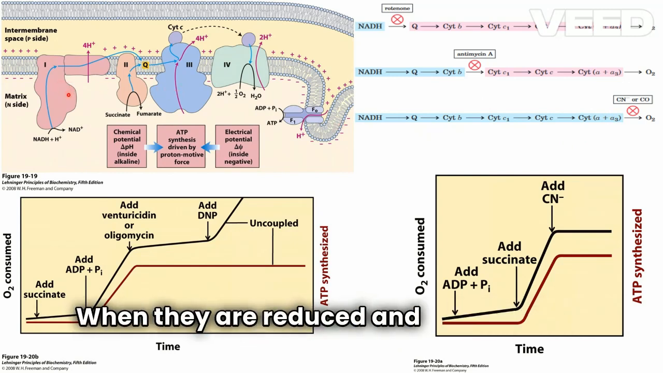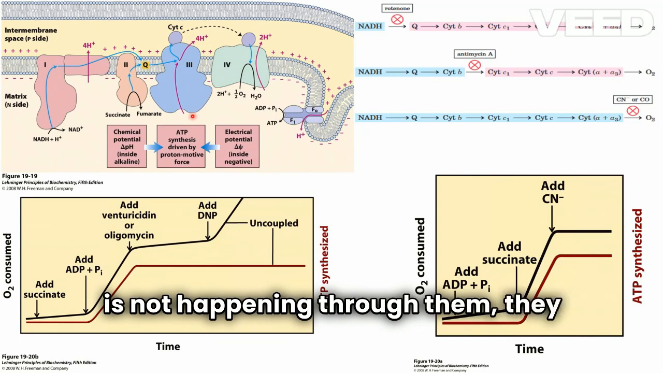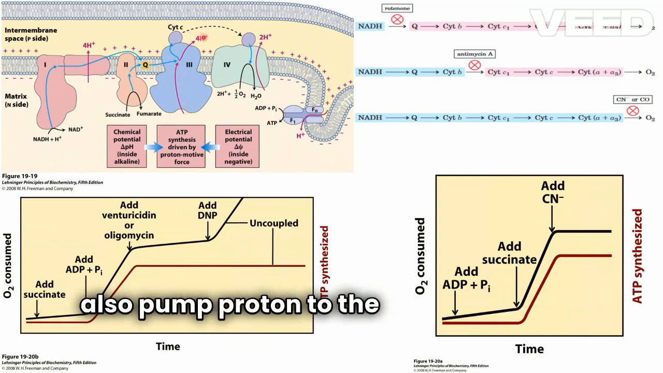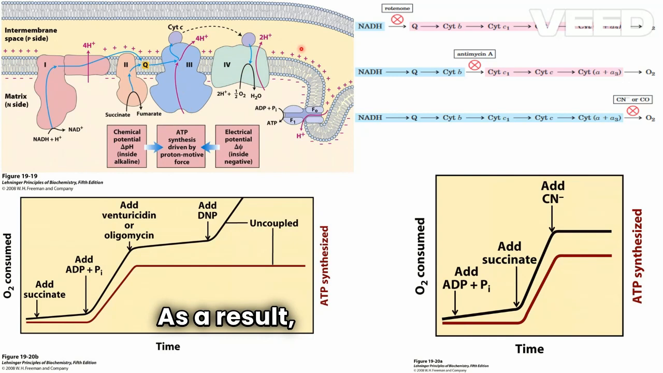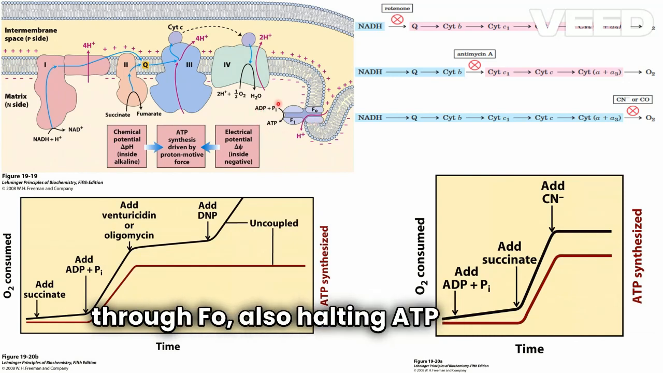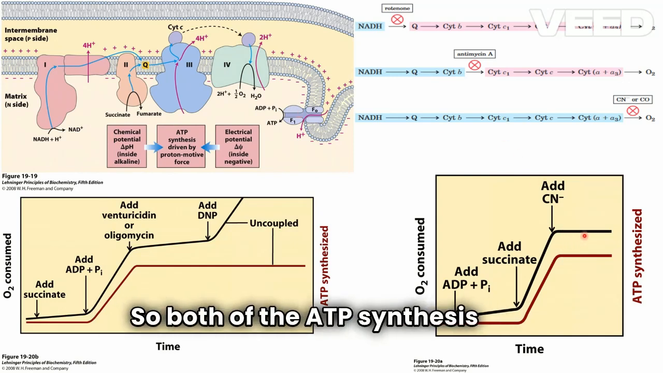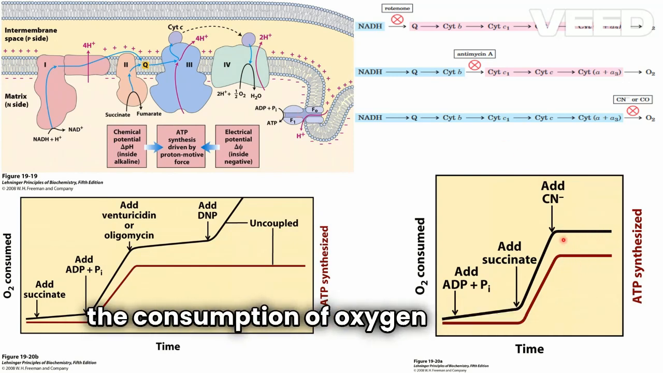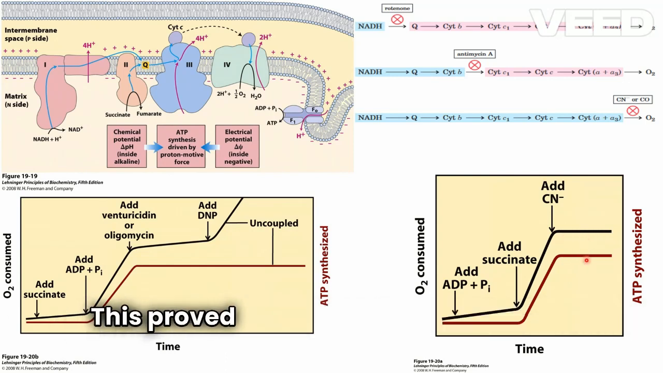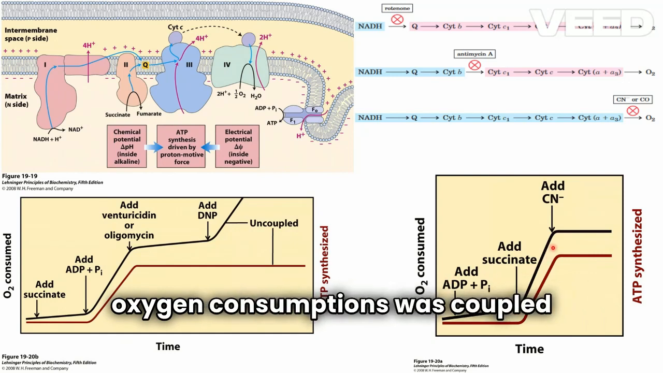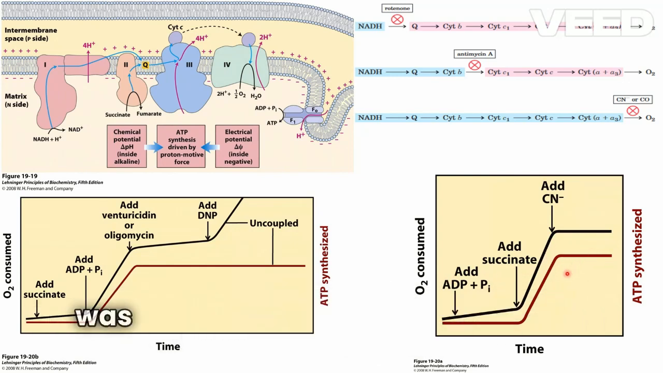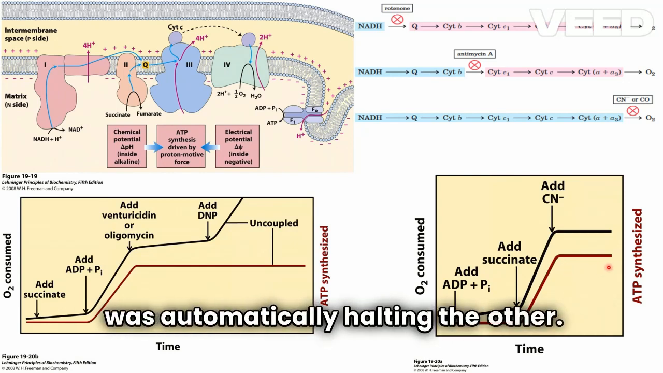But when they are reduced and electron flow is not happening through them, they also cannot pump protons to the intermembrane space. As a result, no protons will be available to come to the matrix again through F naught, also halting ATP synthesis. So both the ATP synthesis and the consumption of oxygen were halted. This proved that ATP synthesis and oxygen consumption were coupled because stopping one was automatically halting the other.